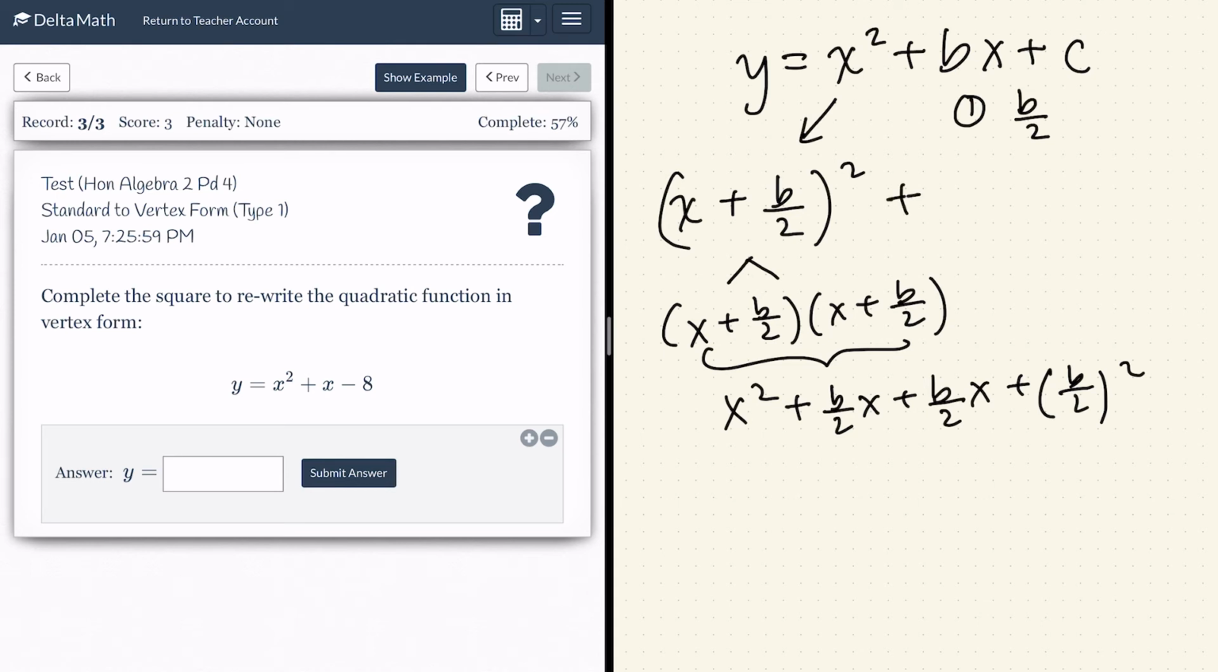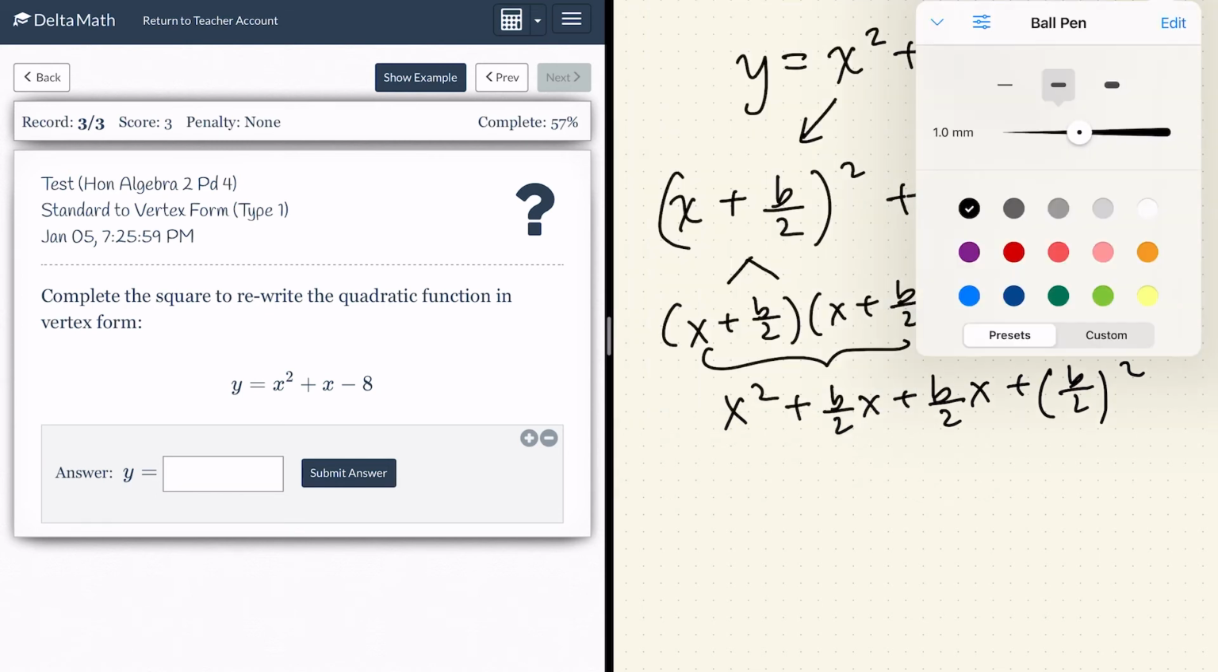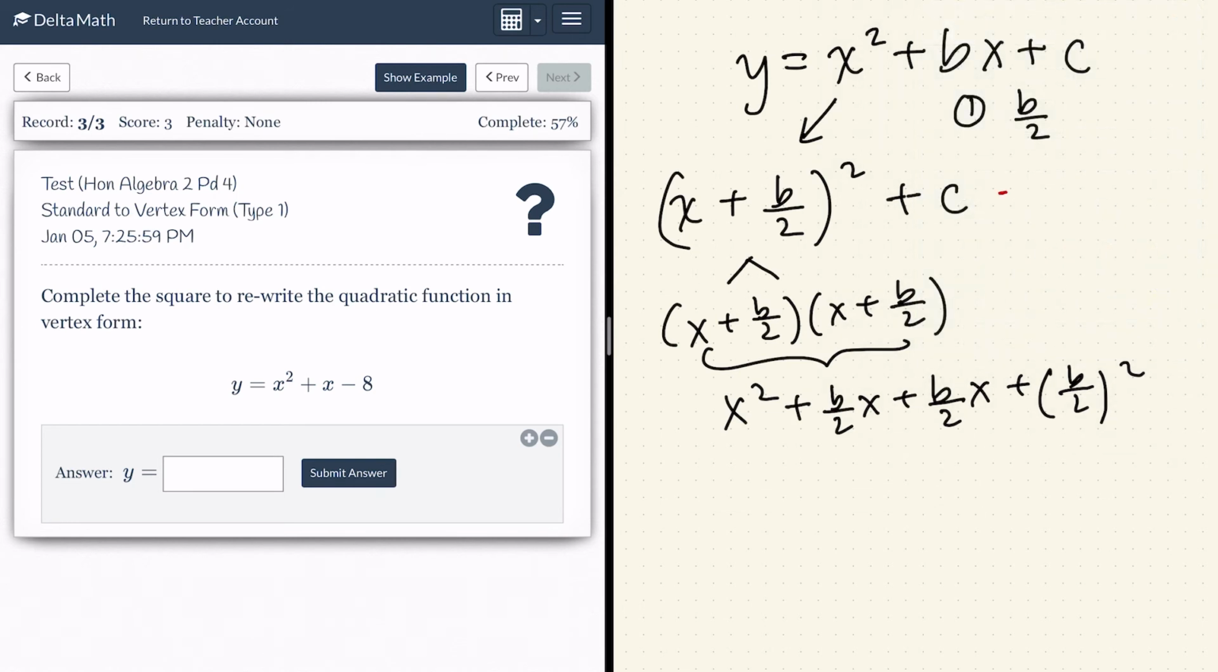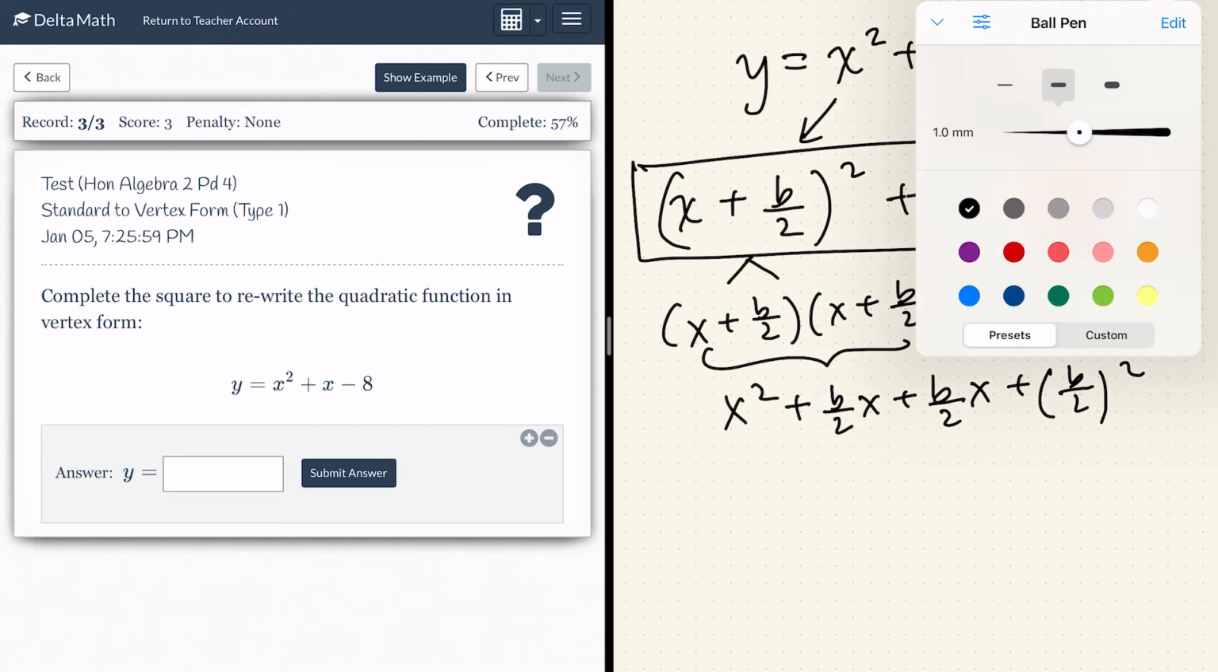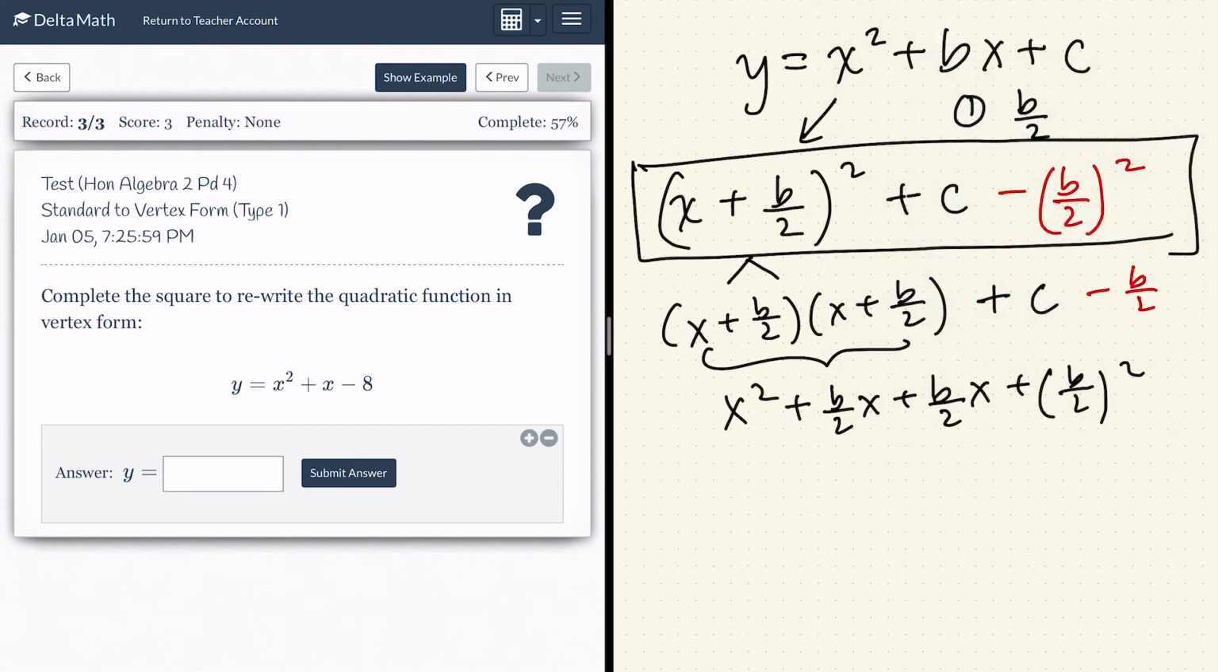So the issue is that we have a plus c here. To compensate, we can't just create matter, we have to balance it out, as all things should be. So we need to also subtract b over 2 squared. Initially we have the plus c, so we account for it, but this b over 2, we need to make it a perfect square, so we have this b over 2 squared, but that's not the actual problem. We need to balance it out by subtracting b over 2 squared.